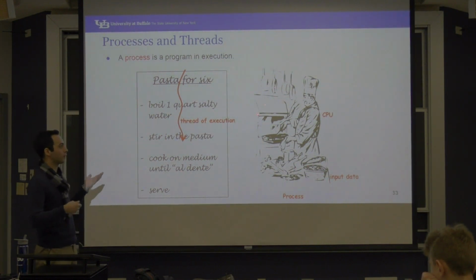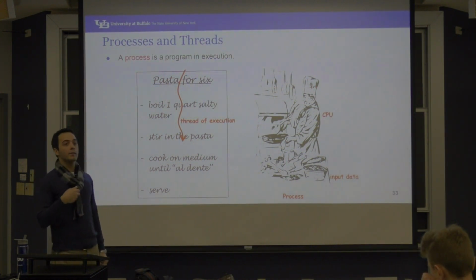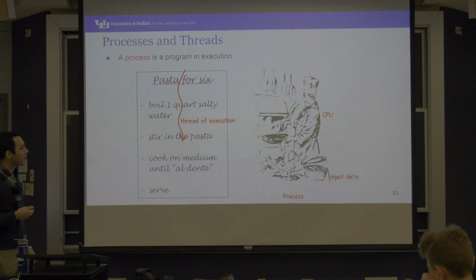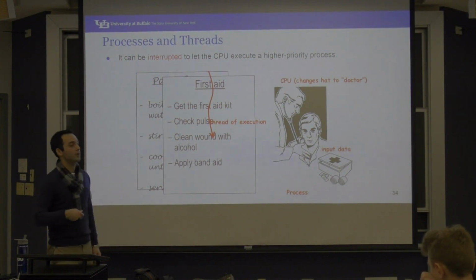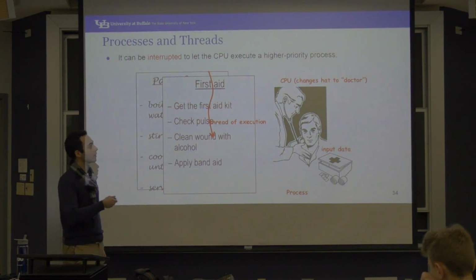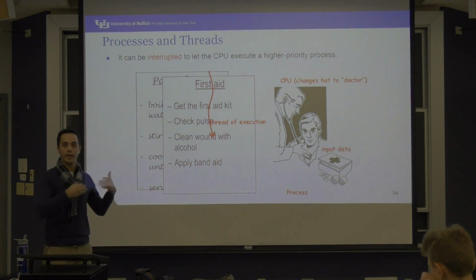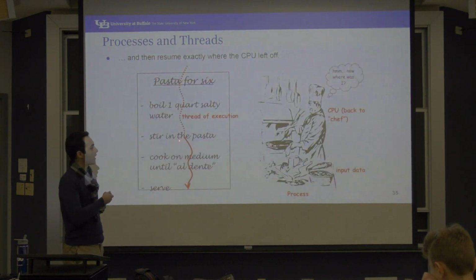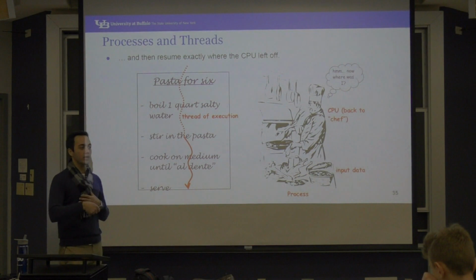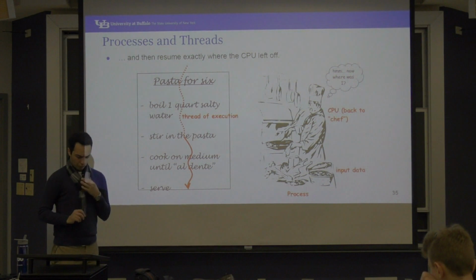Hopefully, it's written in a language that the chef understands, right? And then the process can be interrupted, as we just said. For example, something came up, and now another recipe is given to the CPU. Obviously, the task is different. It's not even cooking, but now first aid. So get the first aid kit, check pulse, clean using alcohol, apply Band-Aid, right? Again, the CPU is doing it. But when this task is done, we want the CPU to be able to go back to exactly where it left off, right? Hopefully, we have not burned the food.